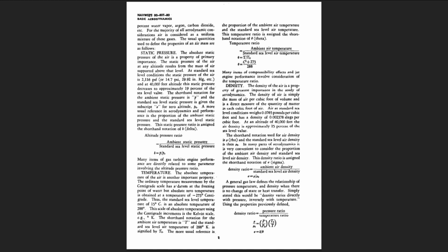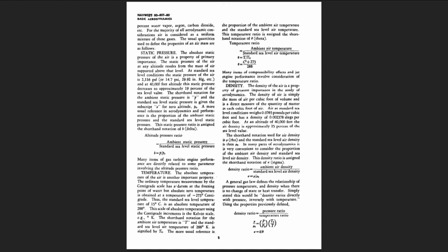Density. The density of the air is a property of greatest importance in the study of aerodynamics. The density of air is simply the mass of air per cubic foot of volume and is a direct measure of the quantity of matter in each cubic foot of air. Air at standard sea level conditions weighs 0.0765 pounds per cubic foot and has a density of 0.002378 slugs per cubic foot. At an altitude of 40,000 feet, the air density is approximately 25% of the sea level value.